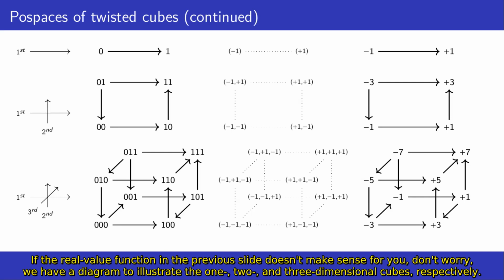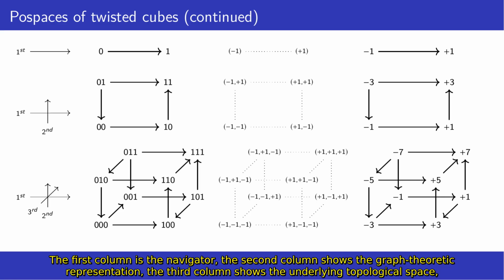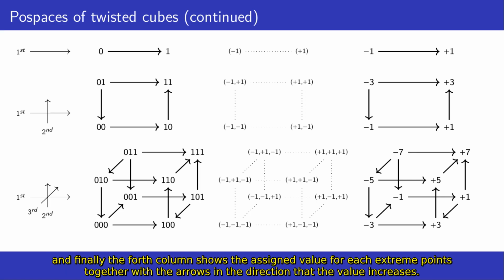If the real value function in the previous slide doesn't make sense for you, don't worry. We have a diagram to illustrate the 1, 2, and 3-dimensional cubes respectively. The first column is the navigator. The second column shows the graph-theoretic representation. The third column shows the underlying topological space, and finally, the fourth column shows the assigned value for each extreme point, together with the arrow in the direction that the value increases.